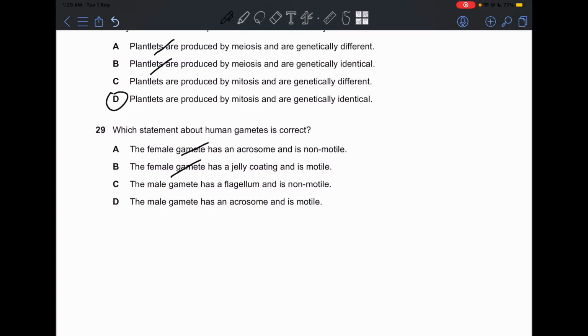So this is incorrect. C says the male gamete has a flagellum and is non-motile. Of course, this is an incorrect statement again because the male gamete is motile because it has a flagellum. D says the male gamete has an acrosome and is motile. Of course, this is a correct statement because, as we know, the female gametes are fixed in position, they are fat, meaning that they are big in size, and they are few. So this is something that will help you to study this part in the reproduction.